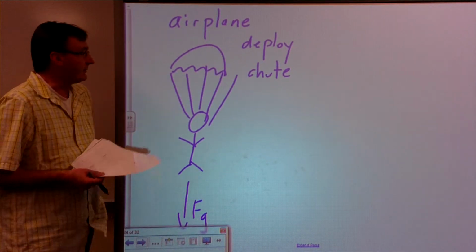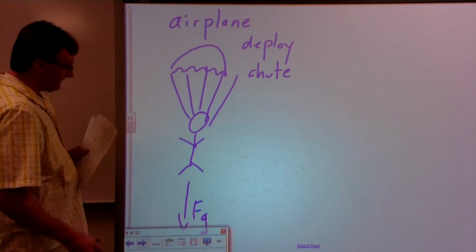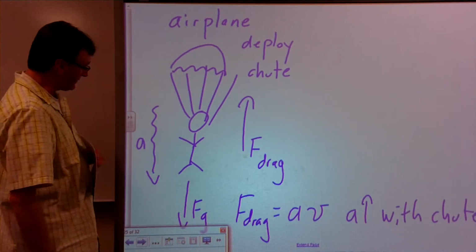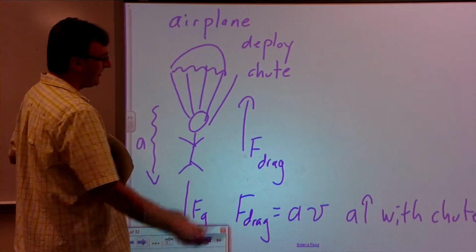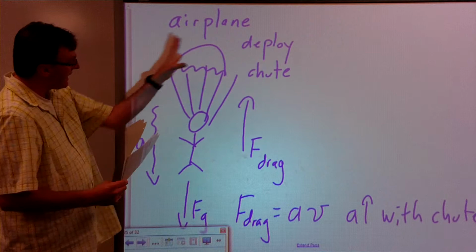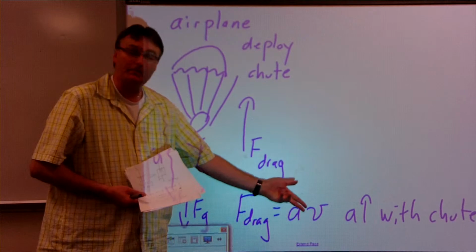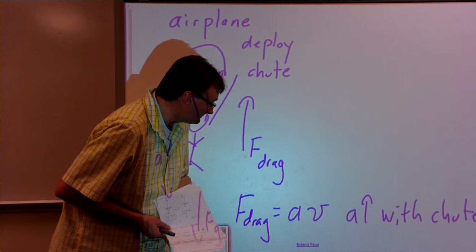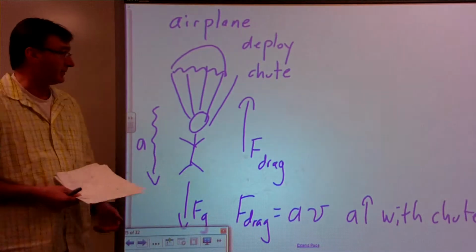Let's say a person jumps out of a perfectly good airplane and deploys their parachute immediately. So what happens then is you have the force of gravity acting in a downward direction. And once again, the acceleration is in the down direction, the motion is in the down direction, so you will have the drag force in the up direction. In this case, because of the size of the parachute, the drag force, or the coefficient, will be much larger. And so therefore, the number, the coefficient A, will be greater with the parachute than without a parachute.